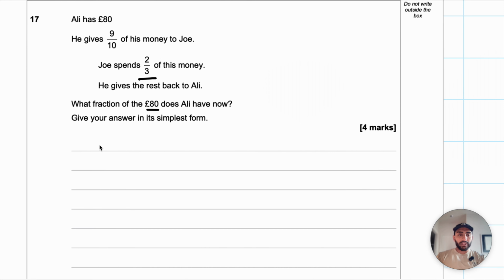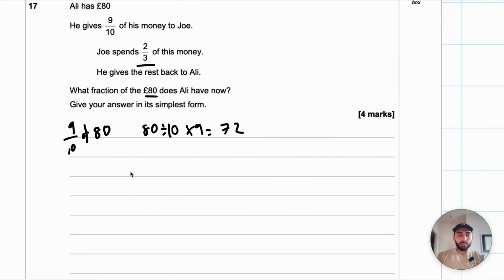So Ali starts off with £80 and he gives 9/10 of the money to Joe. So what's 9/10 of 80? Way we can do this is divide it by 10 and multiply it by 9. So 80 divided by 10 is 8, and 8 times 9 is 72. So he's giving £72 to Joe. So Joe has £72. Joe spends 2/3 of this money and he gives the rest back to Ali.